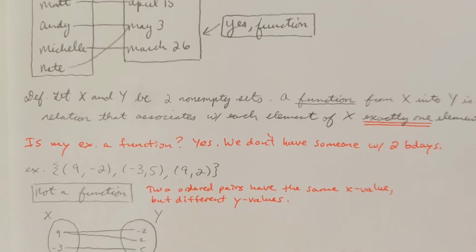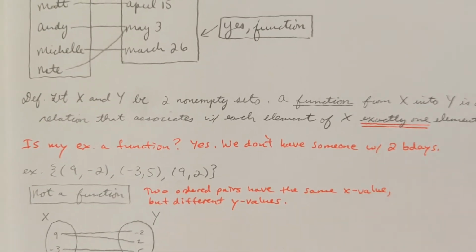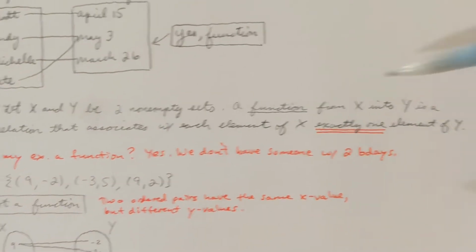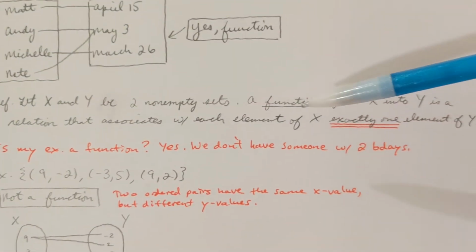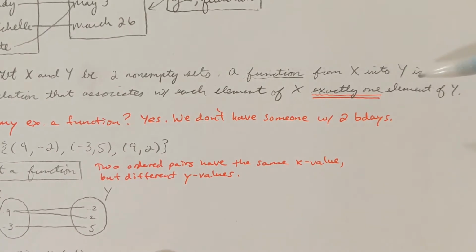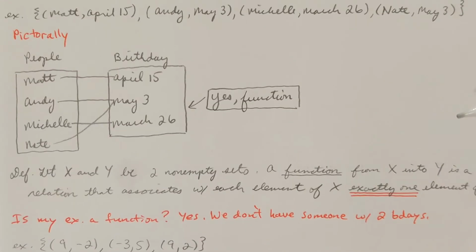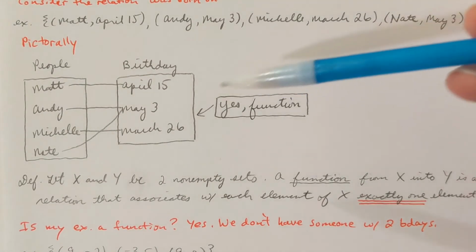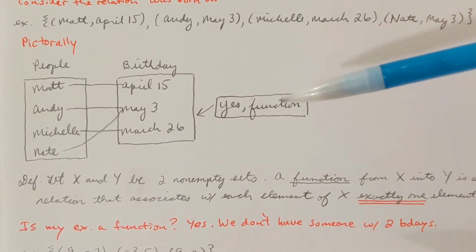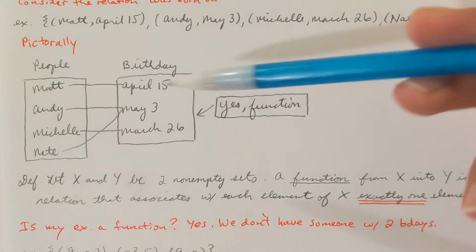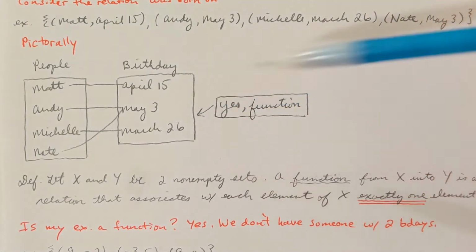Let's read. Let x and y be two non-empty sets, then a function from x into y is a relation that associates with each element of x exactly one element of y. So, is this a function? Yeah, it is a function. Each element of x is going to one element of y.